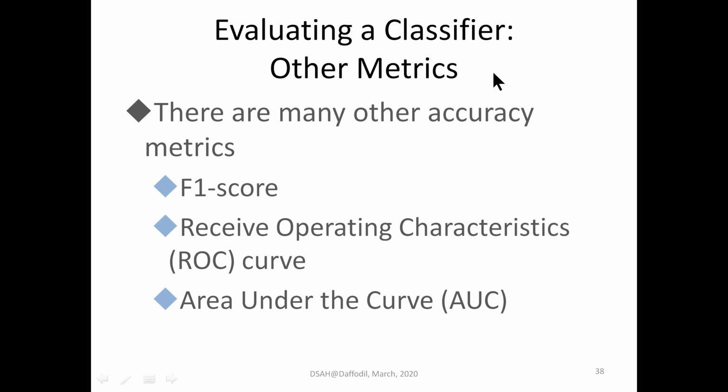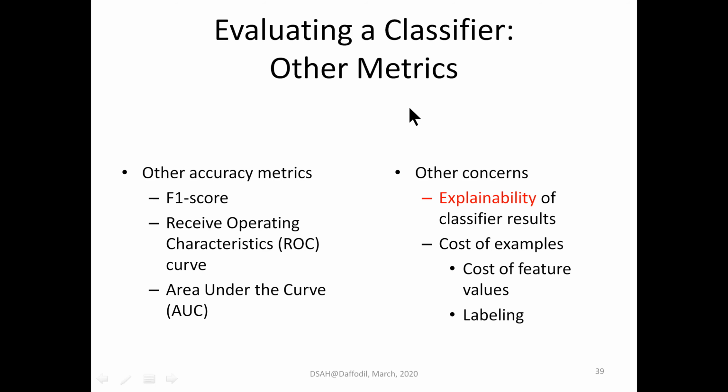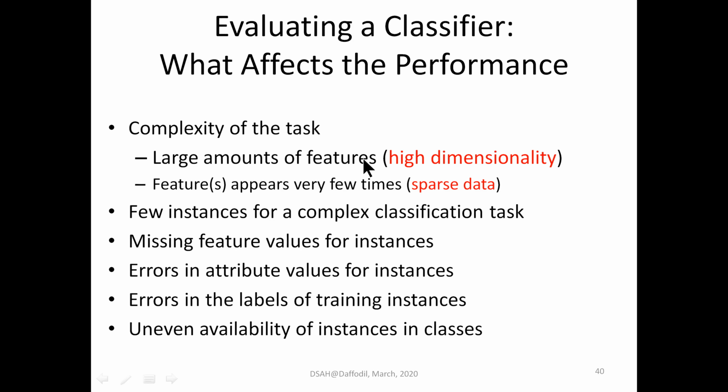So there are other metrics also in order to evaluate a classifier. There are many other accuracy metrics. We sometimes use the F1 score. We sometimes use the receiver operating characteristic, the ROC curve, and the area under the curve, AUC. So other metrics like F1, ROC and AUC, interpretability of the classified result, cost of examples, cost of feature values, labeling cost, because time is very, very important and we have to save time.